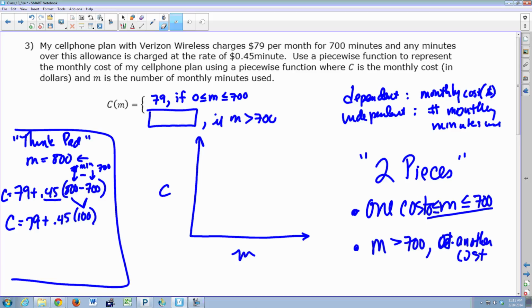So in general, for any number of minutes over 700, you now replace your 800 with the variable M. So if you talked for 900 minutes, then it would be 0.45 times 200. Okay? So that's what goes right here, $79, which is your base cost. And then this next cost is your overage charge when you go over your minutes, 0.45 times M, I should have made my box a little teeny bit bigger. The number of minutes minus 700. Okay?